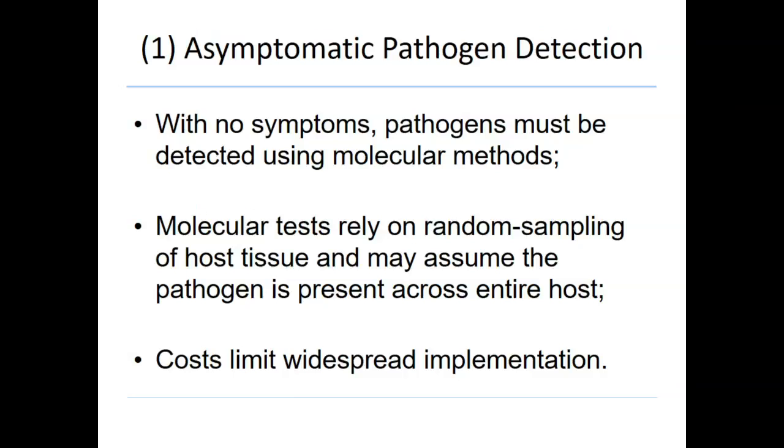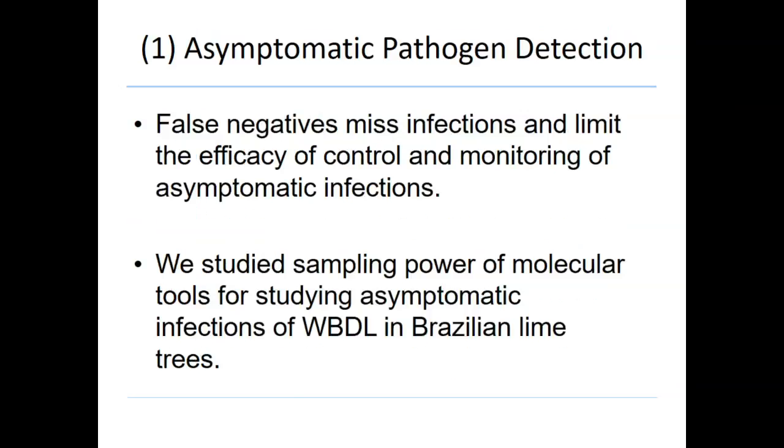So when we've got those symptoms, the most reliable way to find this infection is using a molecular method. And if you're using a molecular method, you can't test the whole tree, so you have to take samples from the tree. Also, because PCR can be quite expensive compared to looking at a tree, which is quite cheap, you're quite limited in the number of samples that you can take from a tree at any one time to be absolutely sure it's infected.